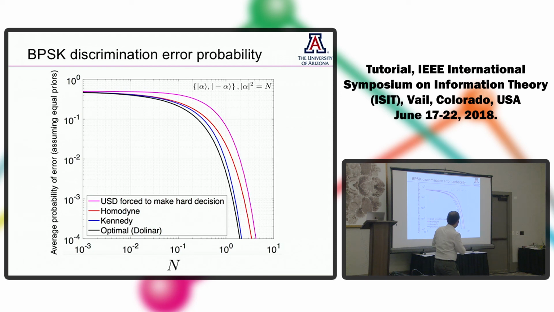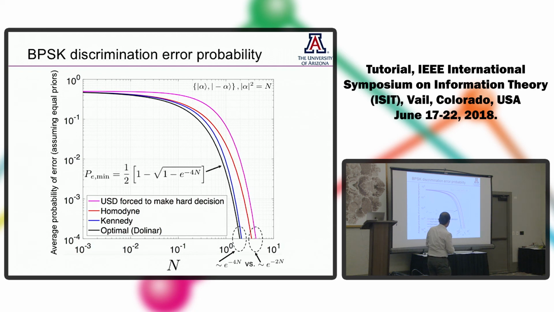So this is your 1/2 erfc square root of 2n. This blue line is the Kennedy receiver with the optimized value of beta. And that black line is something I haven't talked to you about. This is the optimal receiver. So that's the minimum error probability. But something to be seen here is that this optimal error probability we'll talk about in a second, but the exponents of these two sets of curves, so these two curves, they go as e to the minus 2n, whereas these two curves go as e to the minus 4n.